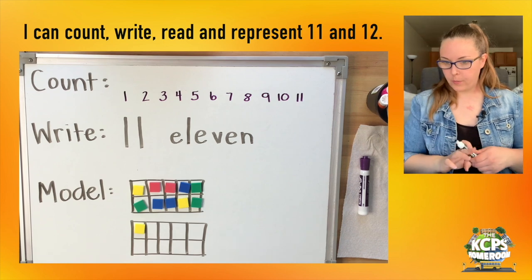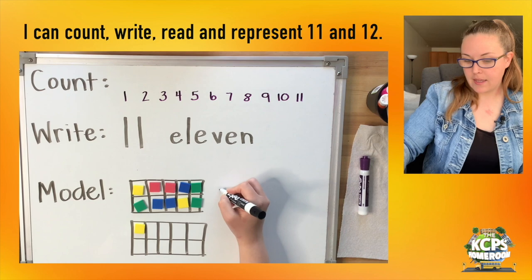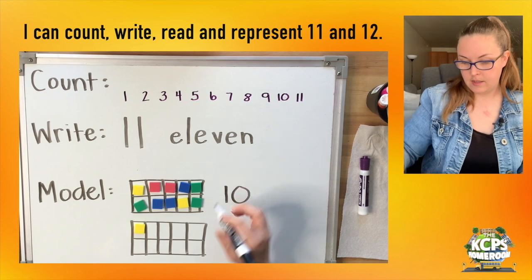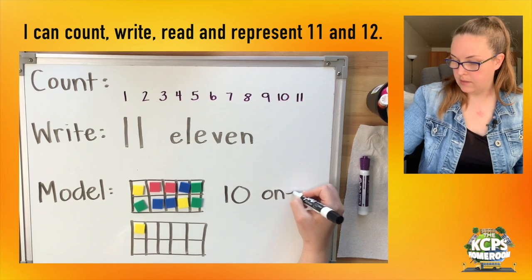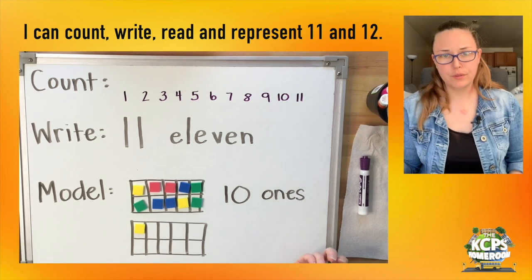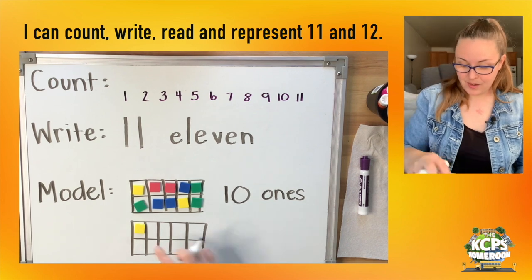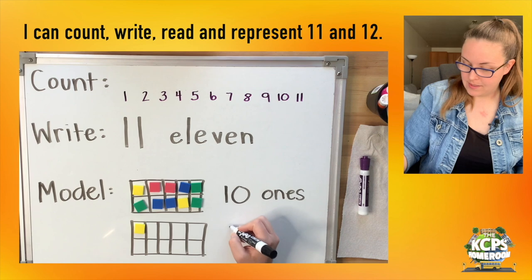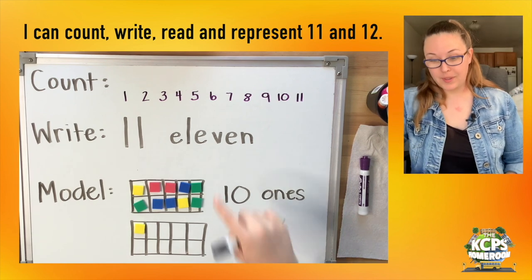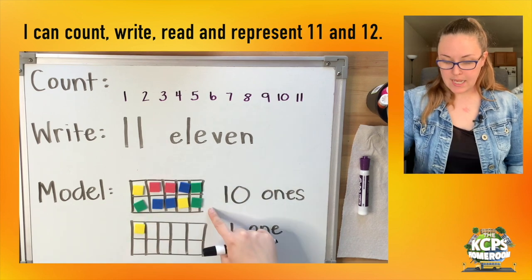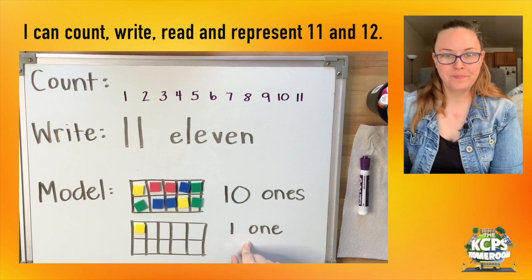Now let's talk about how many we have. So I know that 11 is the same as 10. That's how many we have here. So this is 10 ones. And then how many leftovers do I have? Do you see some extra? That's right. We know that 11 is 10 ones and 1 one. So 11 is the same as 10 and 1, or 10 ones and 1 one.